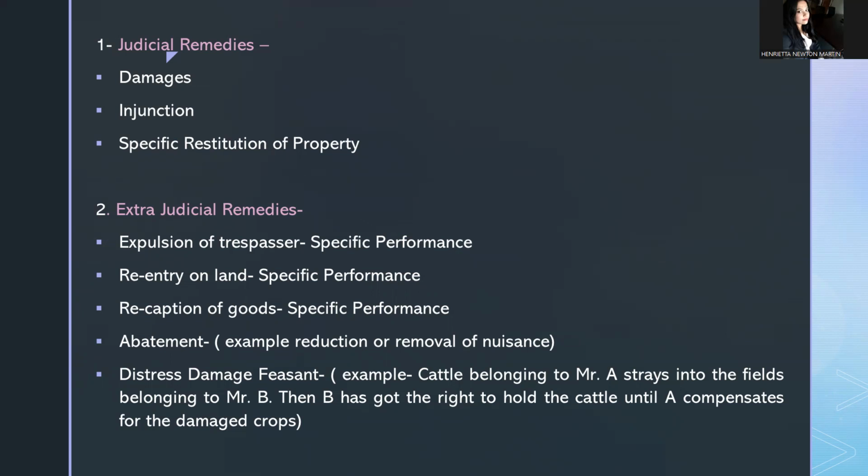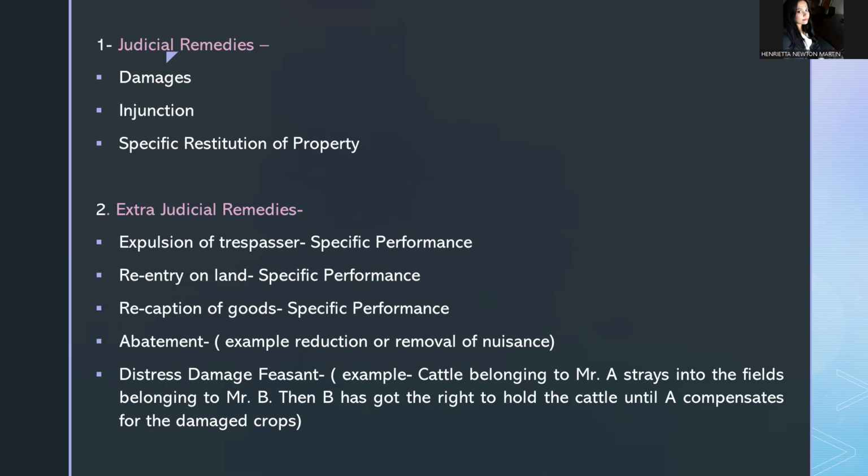We need not go into the detail of it. I'll just touch upon this a little later, but just for you to know now, injunction, that is cease and desist or stay order. Try to recall what we learned during negligence. And next is specific restitution of property, that is to give the property back to the person.